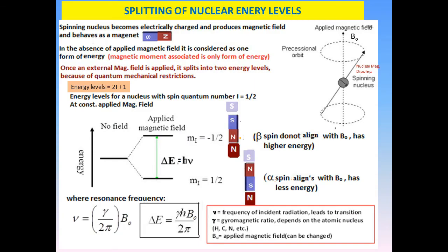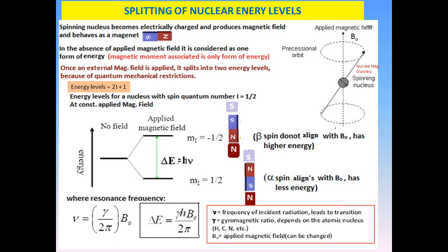So, the splitting of the nuclear energy levels. The spinning nucleus becomes electrically charged, produces a magnetic field and behaves as a magnet. In the absence of an applied magnetic field, it is considered as one form of energy, that is, the magnetic moment associated is only one form of the energy. Once an external magnetic field is applied, it splits into two energy levels because of the quantum mechanical restrictions. The energy levels are split based on the spin quantum number I, and the number of energy levels can be calculated from the formula 2I plus 1 according to quantum mechanics.